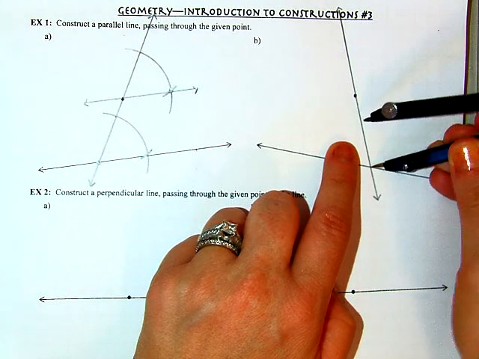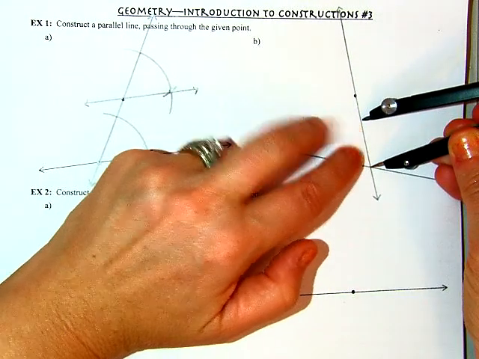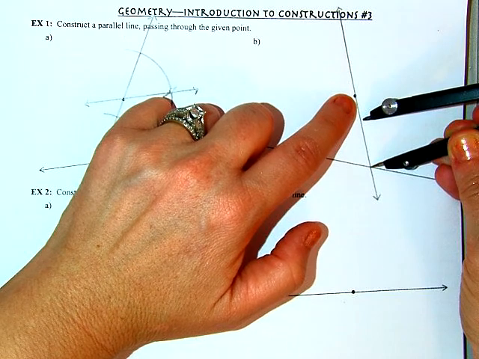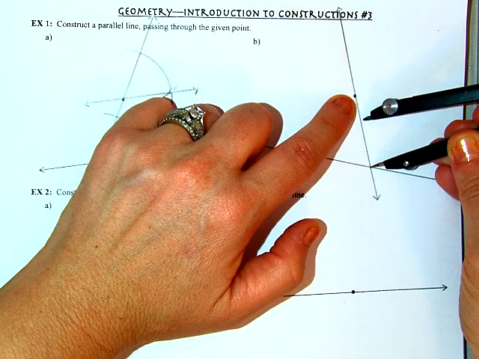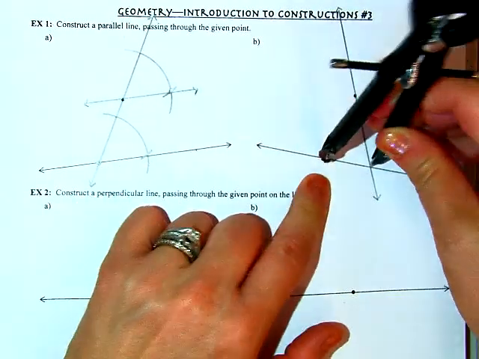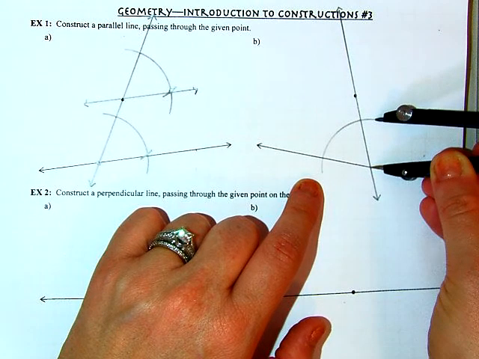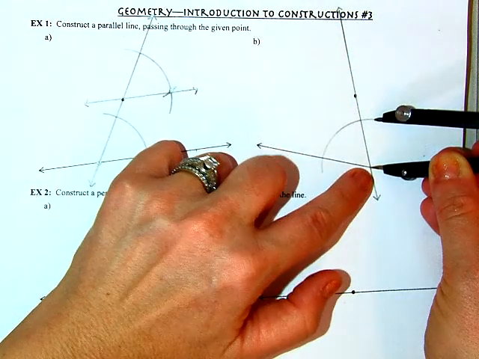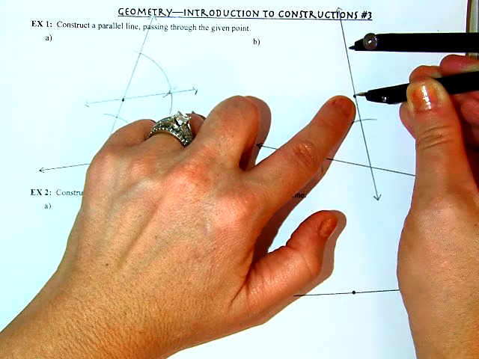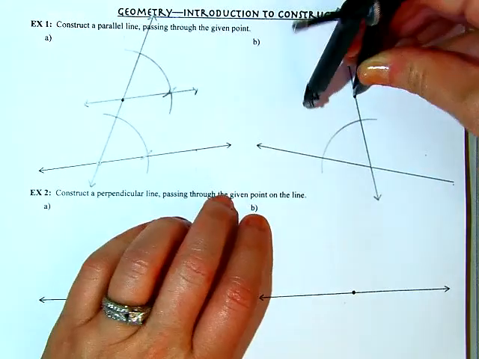So again, I want my setting to be less than where that point is right here. And that's really my preference. That's not a rule. Okay, I'm going to start by making an arc like so. Okay, and then my needle was here, I'm going to put it right here now, and I'm going to make that same arc.